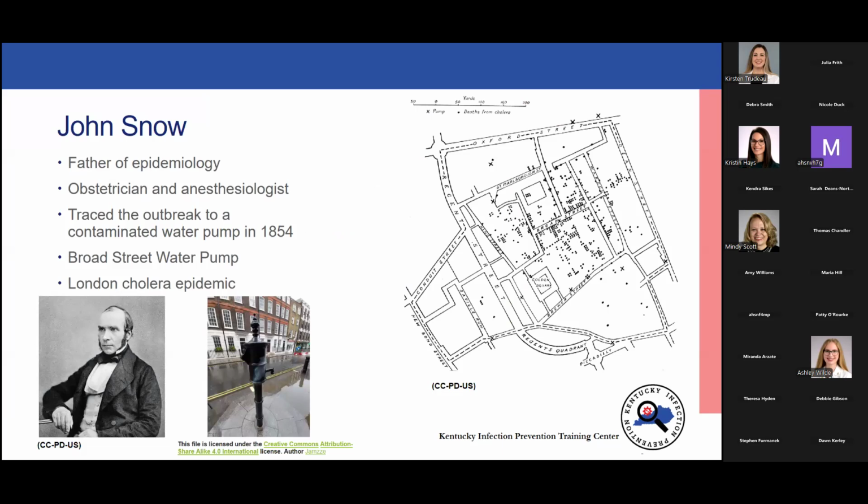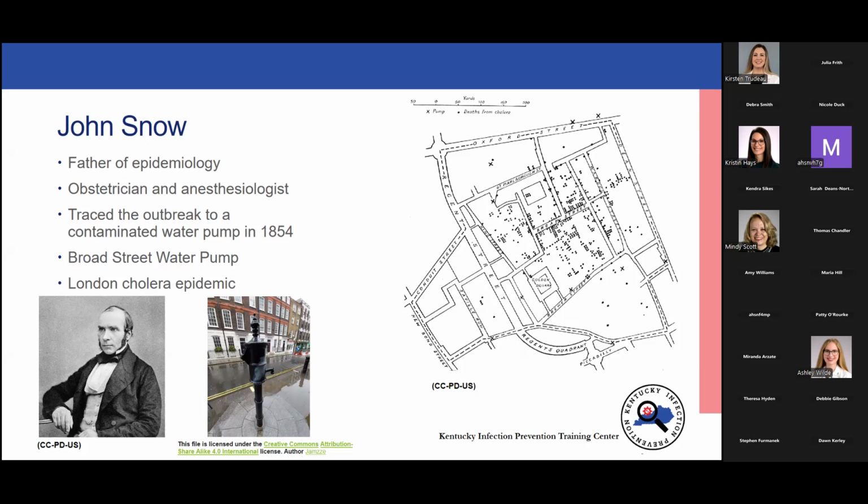Then we have John Snow. He's considered to be the father of epidemiology. He was an obstetrician and anesthesiologist. He traced the outbreak of the London cholera epidemic to a water pump. This occurred in 1854. This was the Broad Street water pump.